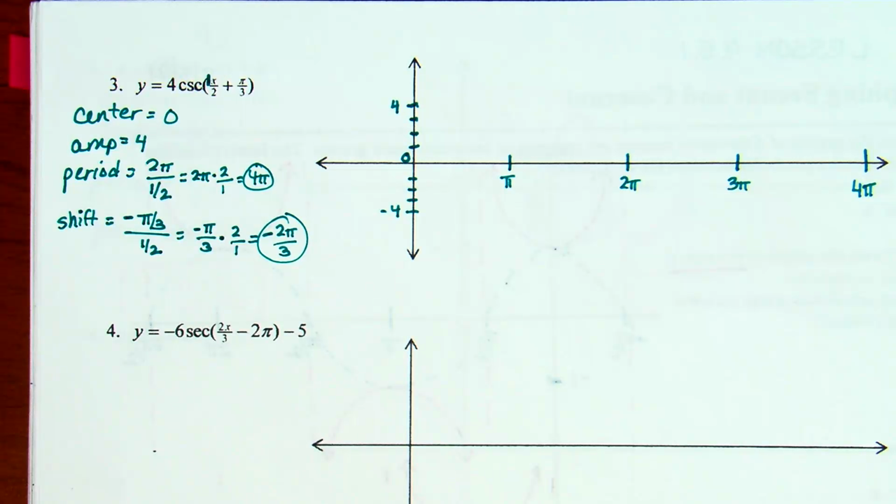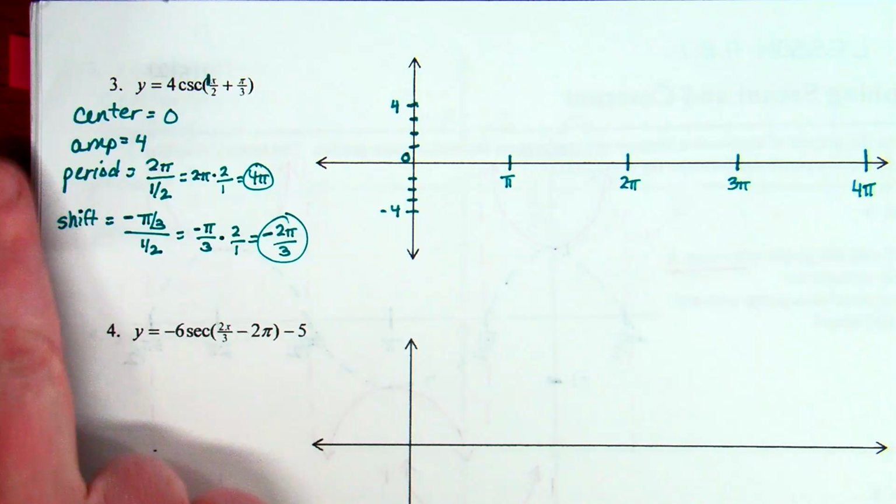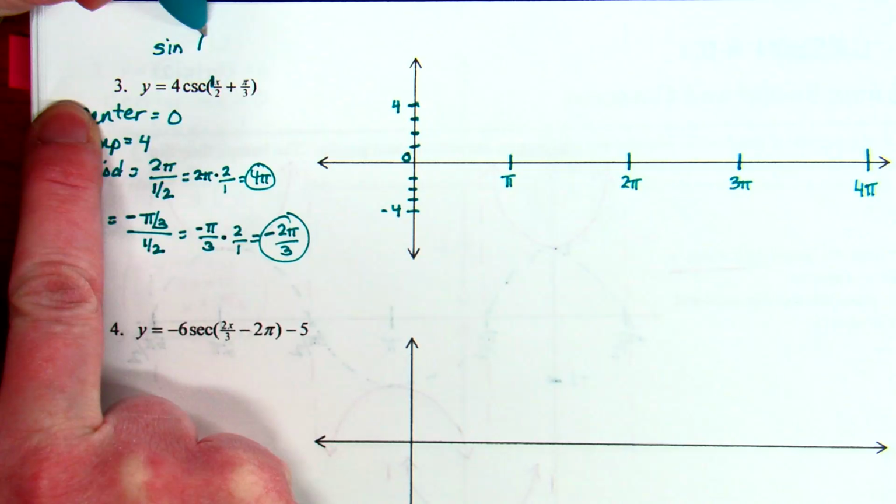Then, since we just had a min or a max, now we have an intersect. So we cross through 2 pi. Now, since we just crossed through, we're going to have a min or a max. In this case, it's a min. Now, since we just had a min or a max, we need to cross through.